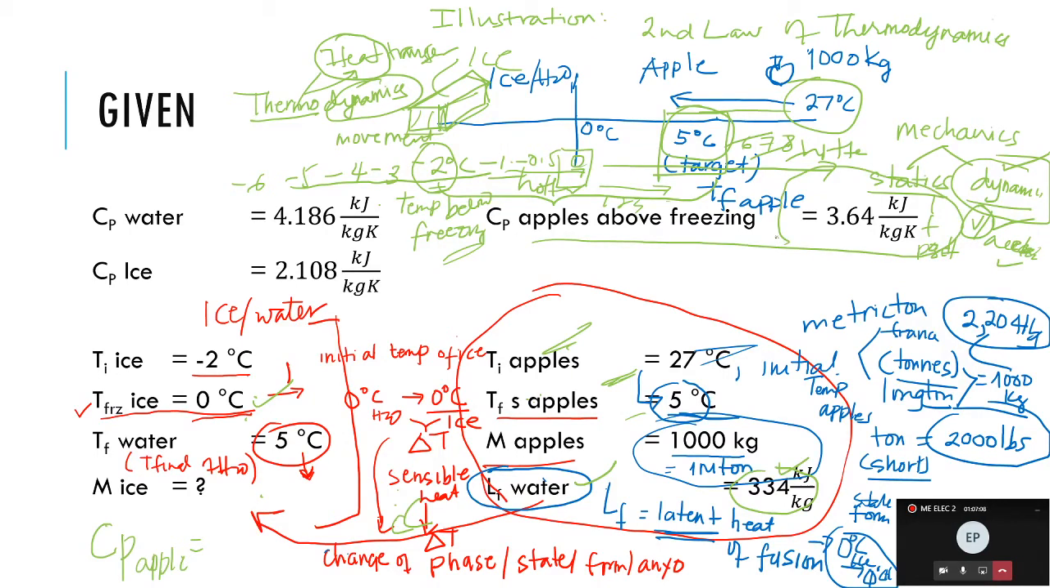Hindi to given sa problem, di ba? Pero makikita mo sa references, no? So ang specific heat ng apple, we might jot down here so that we are just uniform in the value that we're going to use: 3.64 kilojoule per kilogram Kelvin, because every material, everything has a specific heat, whether meat, apple, plastic, gold, whatever.